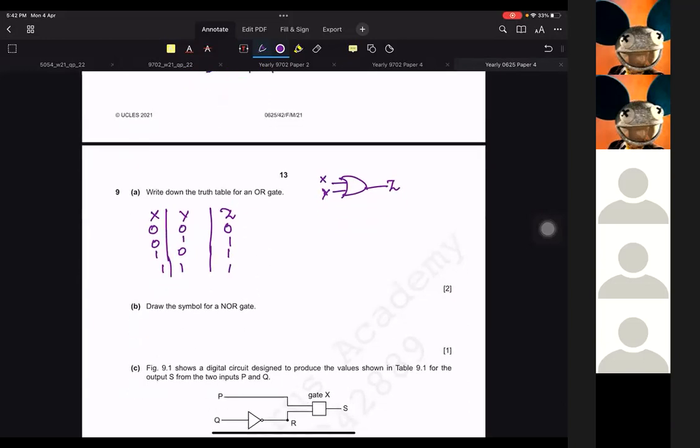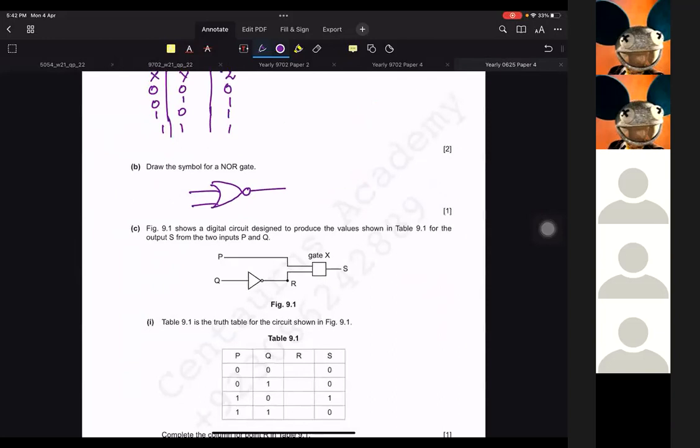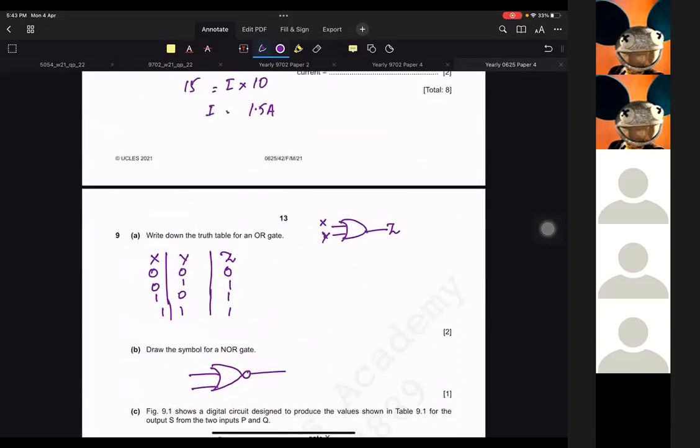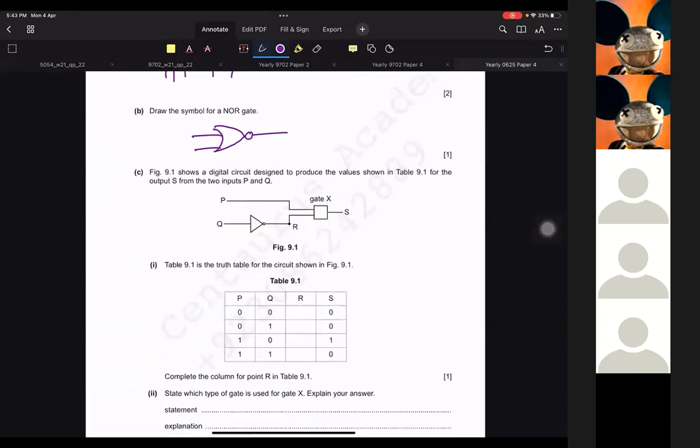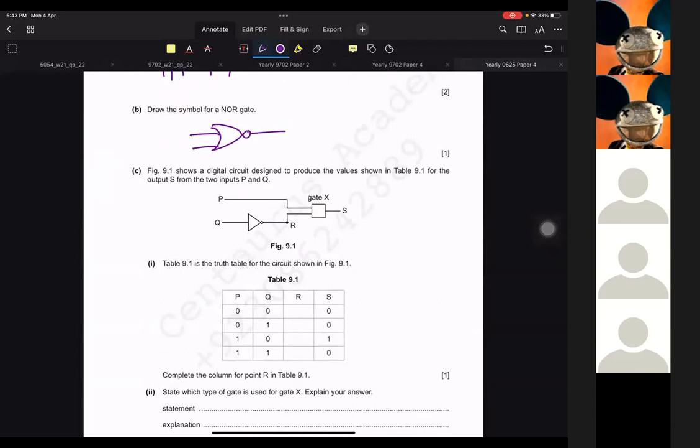Then it says draw the symbol of NOR gate. So you make an OR, and then you make a dot ahead of it, and then that's a NOR gate. Now it says it shows a digital circuit designed to produce the values. And it says table 9, truth table for circuit. Complete the table.